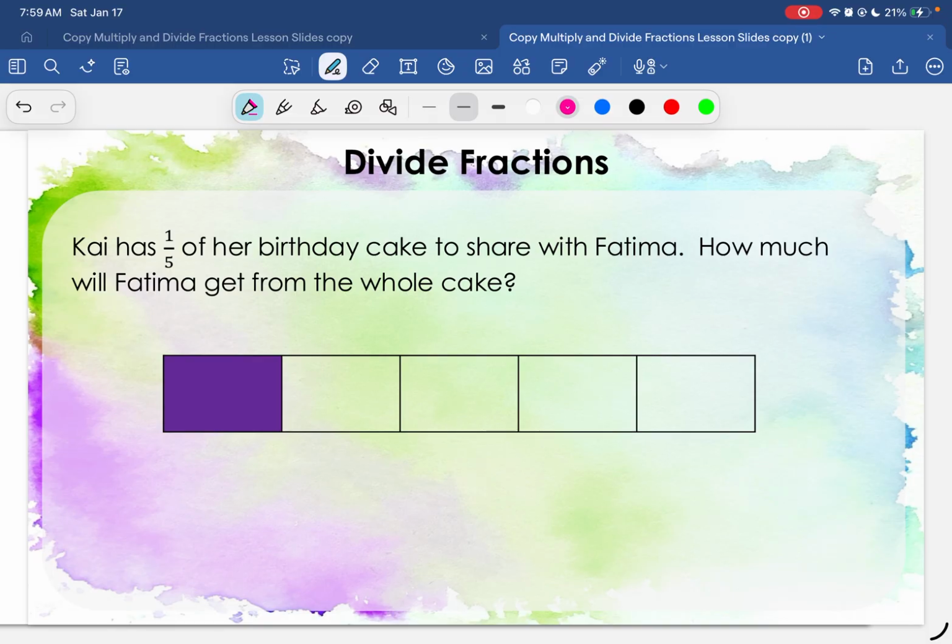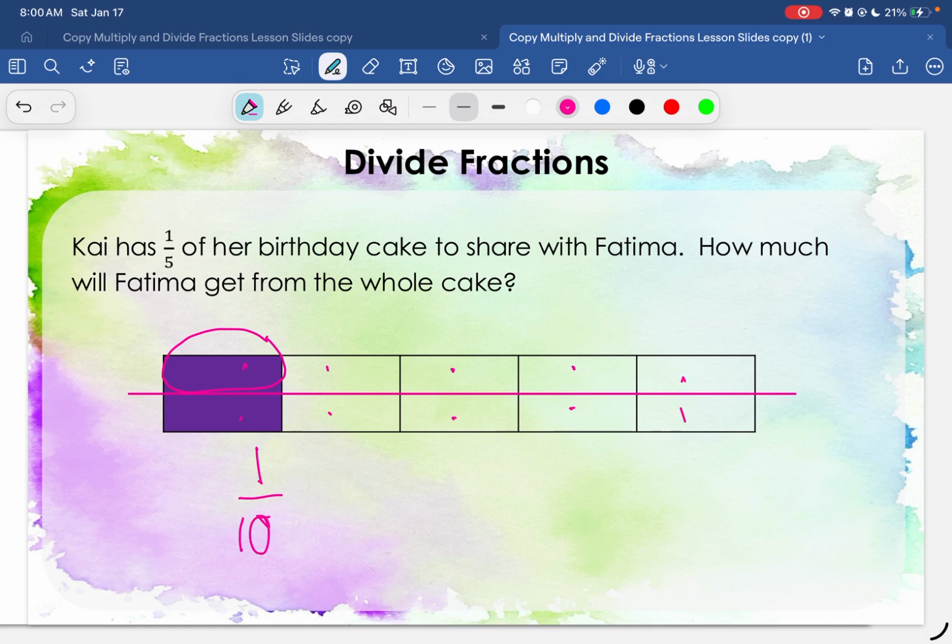So if you had a paper, you would rotate this paper. You would model 1/5, turn the paper clockwise 90 degrees so it's now facing up. Now, I'm not rotating my screen, but I will split it into half. So then you go back, turn your paper back regular. And this is what Fatima gets. She gets 1 out of my new total parts. There's 1, 2, 3, 4, 5, 6, 7, 8, 9, 10.